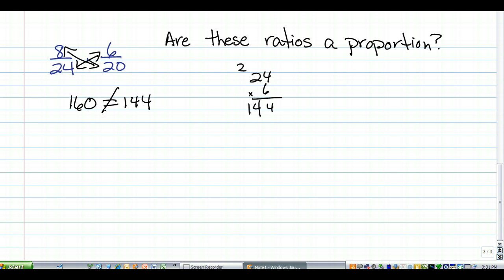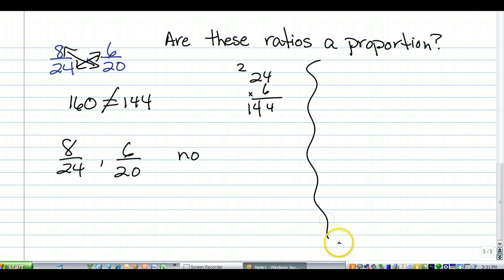No. So 8/24 and the ratio 6/20 are not proportional. The answer is no. If we wanted to simplify, you can find out that they also simplify.